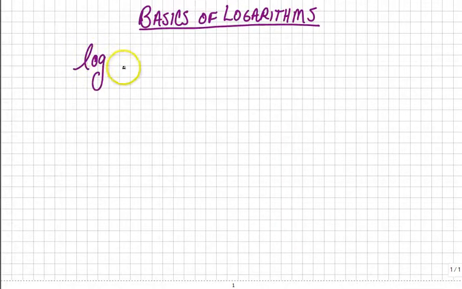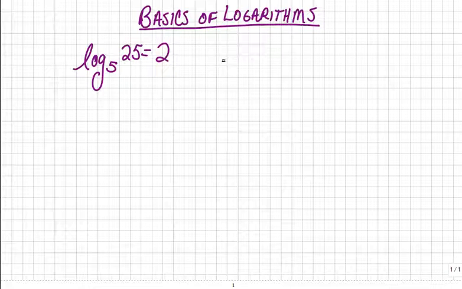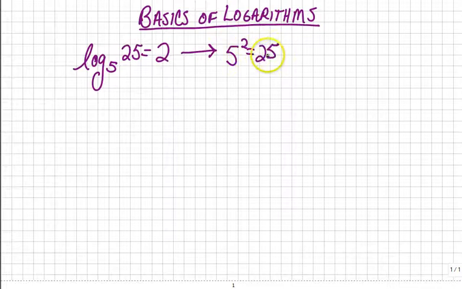So if you see an expression like this, what exactly does that mean? Well, just keep in mind that the log is the exponent. So this is a different way to write an exponential statement. In other words, this statement can be written as 5 to the second equals 25. Those two statements are identical.